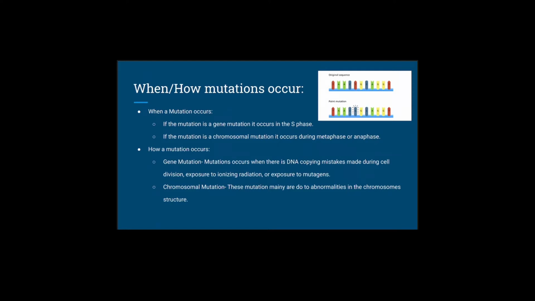How a mutation occurs. Gene mutation. Mutations occur when there are DNA copying mistakes made during cell division, exposure to ionizing radiation, or exposure to mutagens. Chromosomal mutations. These mutations are mainly due to abnormalities in the chromosome structure.